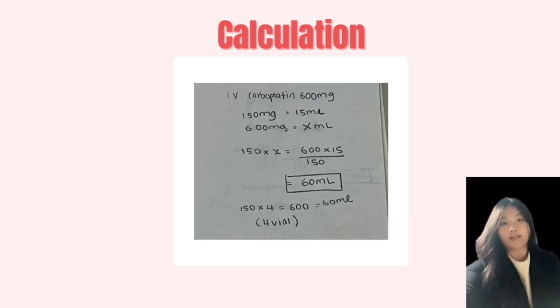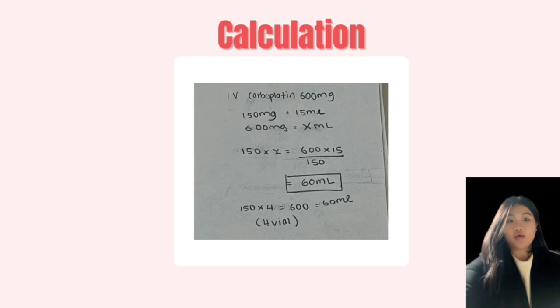For carboplatin, our concentration is 150 mg per 15 ml, which is 10 mg per ml. To reach the 600 mg requirement, 600 mg divided by 10 mg per ml is 60 ml. This requires 4 vials of the 150 mg strength.